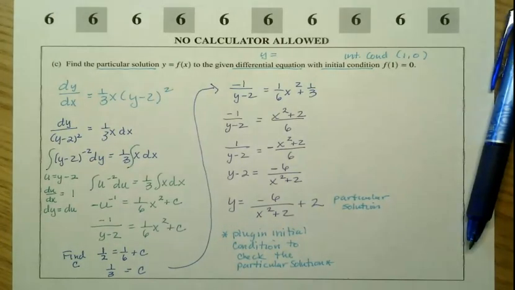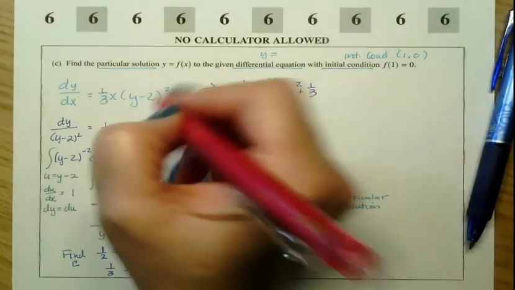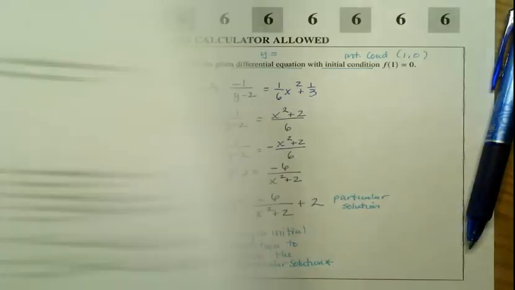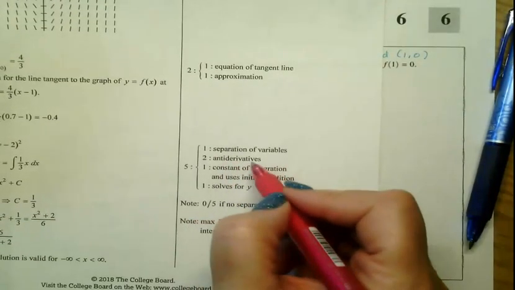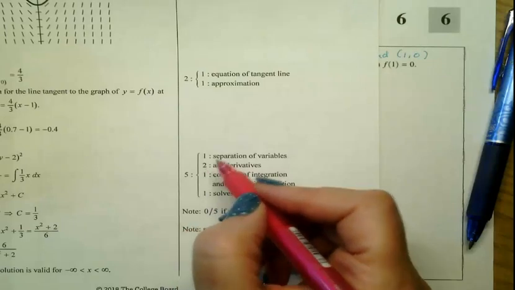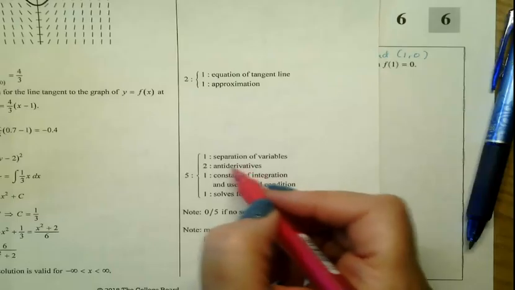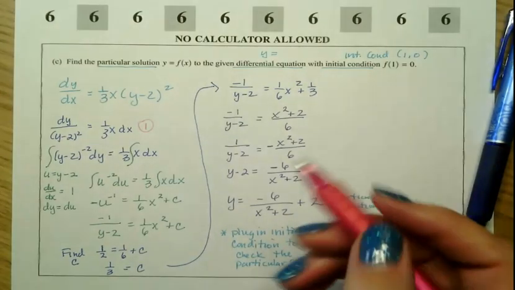So let's look at our grading rubric and see how we did in these 5 points. All right, so we get 1 point for separating the variables. So that's what we did right here. We get 1 point for the antiderivatives. When they're bundled together like this, where it's 2 points, it doesn't say antiderivative 1, antiderivative 2, then you probably have to get them both right to get these points, is what I've been told.